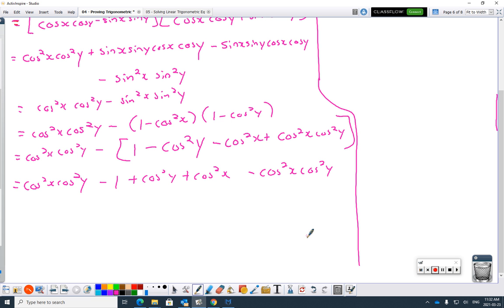Those go. And just to be fancy, I'll write it in the order they got, because this is in the wrong order, right? They did the x's first. Cos squared x plus cos squared y minus 1. Therefore, left side equals right side. Therefore, true.